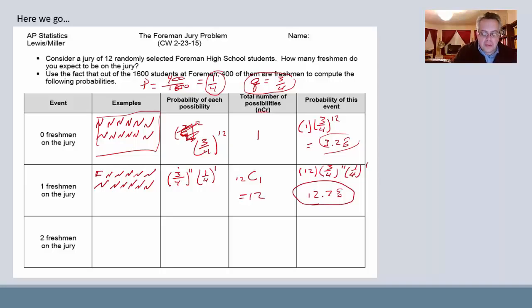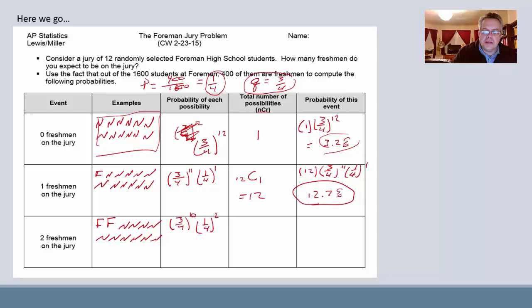All right, I'm going to keep going on this example, but soon it's going to be your time. 2 freshmen on the jury. The easiest example to write would be the first 2 are freshmen, and the next 10 are not. Of course, this could happen a lot of different ways. The probability of each one, well, this time we have (3/4)^10 and (1/4)^2.